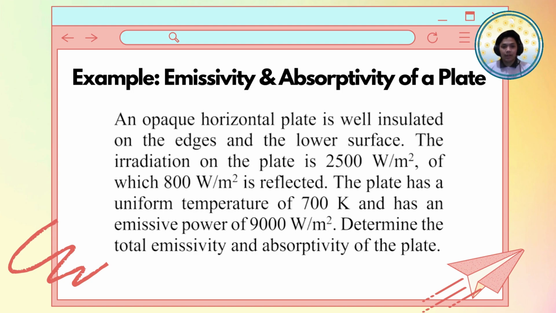By the example given, an opaque horizontal plate is well insulated on the edges and the lower surface. The irradiation on the plate is 2500 watts per meter squared, of which 800 is reflected. The plate has a uniform temperature of 700 Kelvin and has an emissive power of 9000. Determine the total emissivity and absorptivity of the plate.